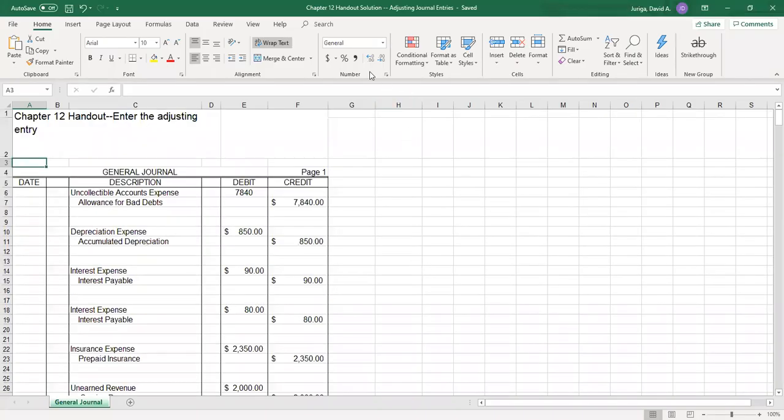Let me go back up. So on this one, just to kind of show you, I went ahead and debited your uncollectible accounts expense for 7,840. That's right there. And then I credited the allowance for bad debts. That's an allowance account. That's a contra asset for 7,840. And then that's all you do. All right, now let's go to the second one.